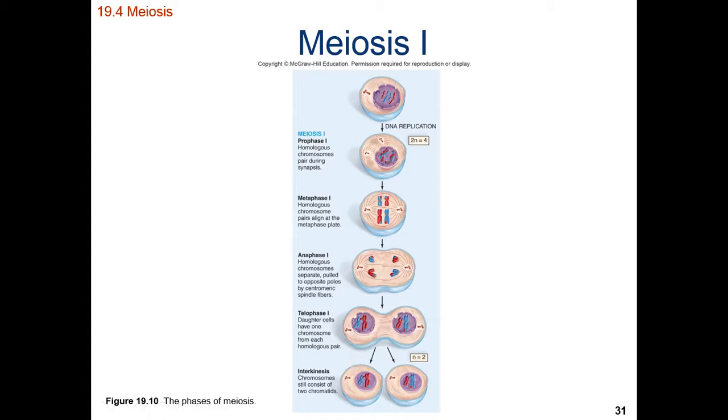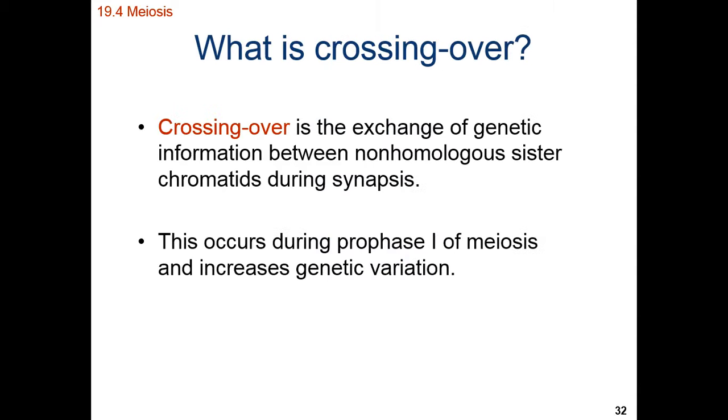In between meiosis 1 and meiosis 2, there's a stage known as interkinesis. Most textbooks don't focus on this very much because interkinesis is not a very long stage.